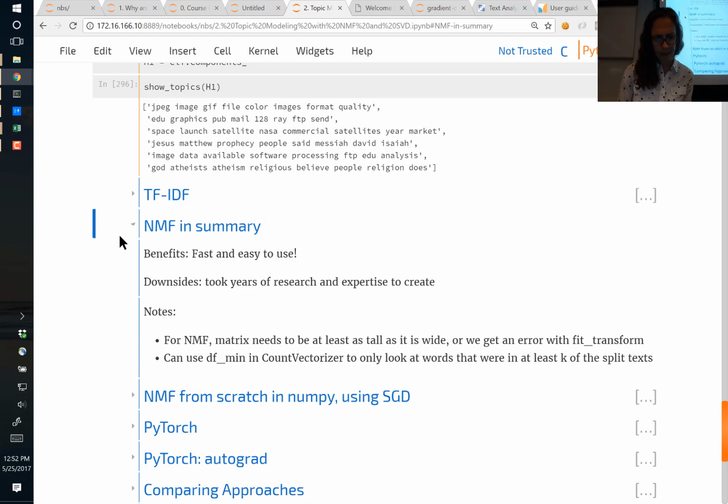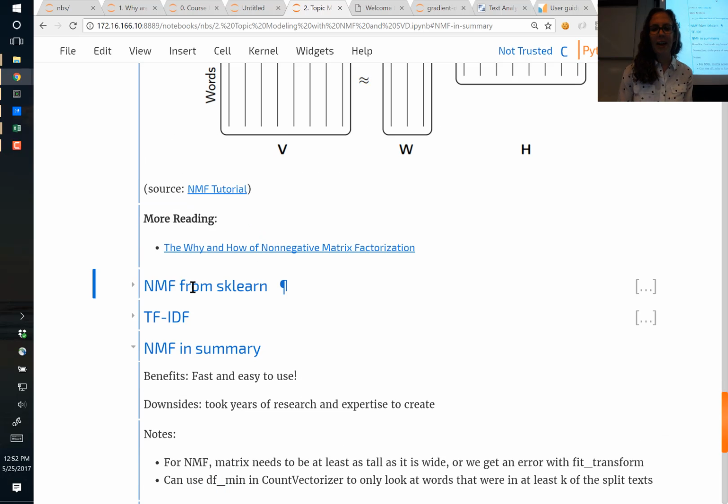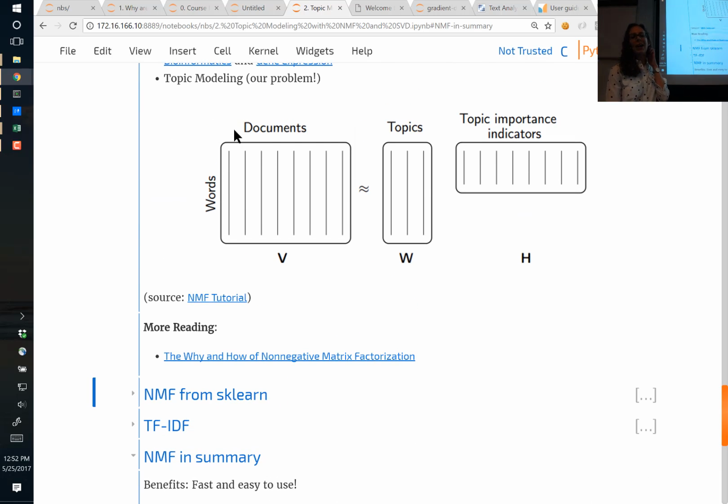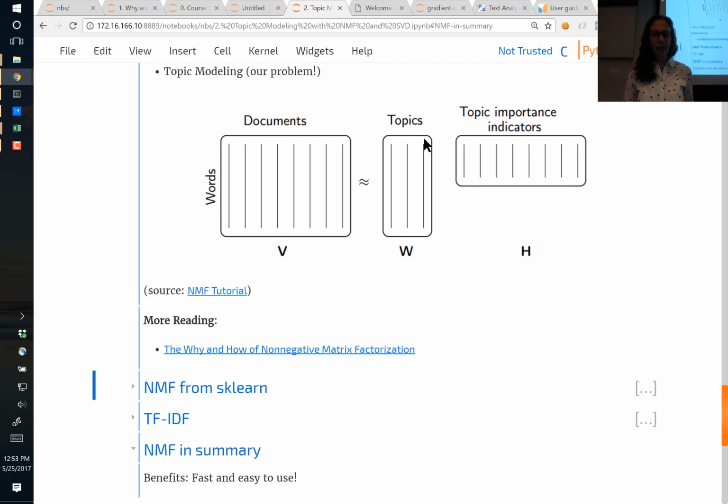The picture that is up here. Okay, this picture. So words by documents. Then we're getting a matrix that's words by topics. And then this is topics by the importance indicators for each document. So it's basically topics by document. And we were getting to choose how many topics there were.